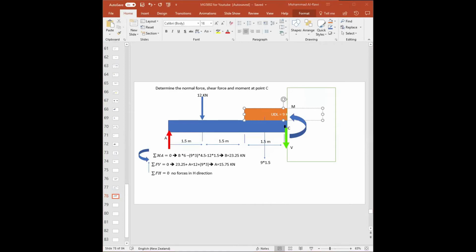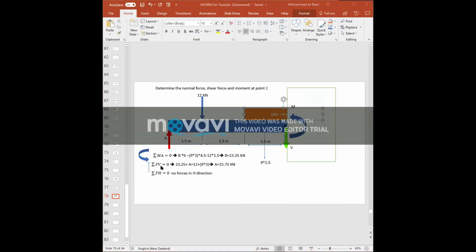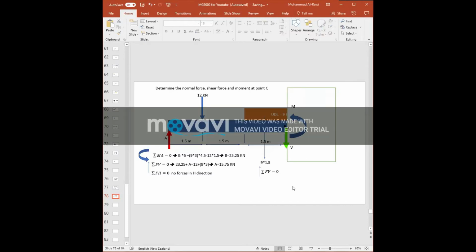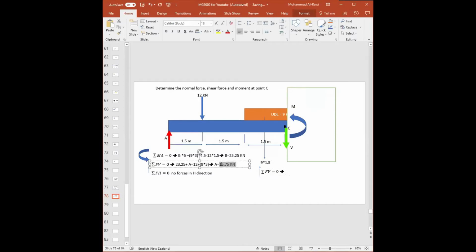Now, we start again: summation of forces in the vertical direction. Very easy to find the value of V. So for summation of forces in the vertical direction, I will assume going upwards is the positive direction. It's an assumption, nothing that should confuse you at this stage. Okay, what do we have? Let's write down what we found. Do you remember the value for A? Yes, we do. The support reaction at A we found is equal to 15.75.